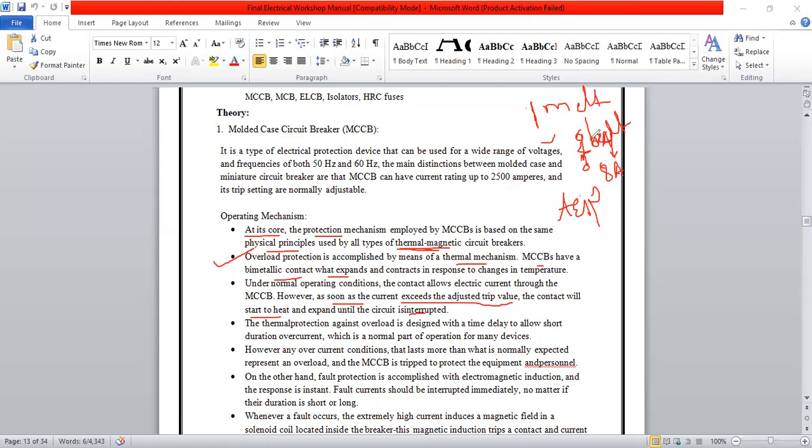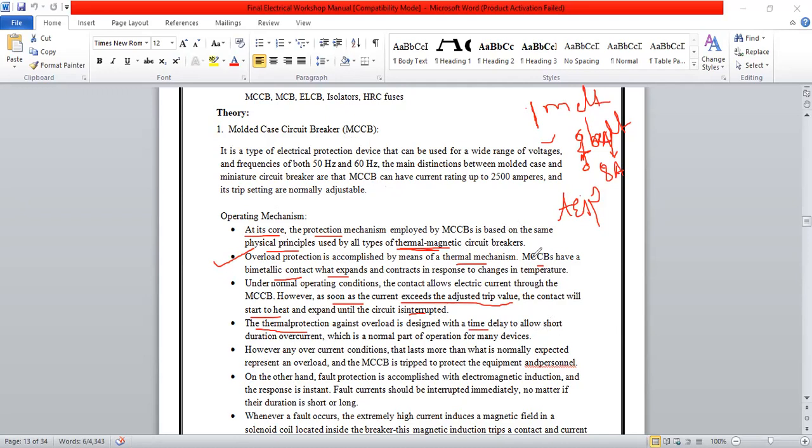This is also the same as for the fuse, but a fuse needs replacement. Some worker or personnel is necessary to replace that. Okay, see, the thermal protection against overload is designed with a time delay. Overload protection means that protection is given to any machine or equipment by providing some time delay.